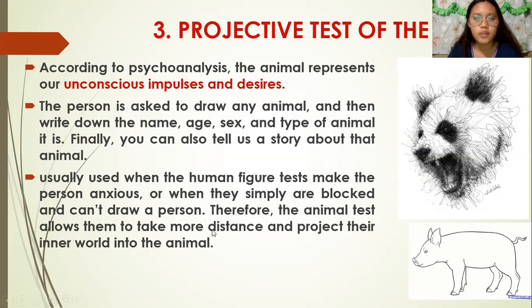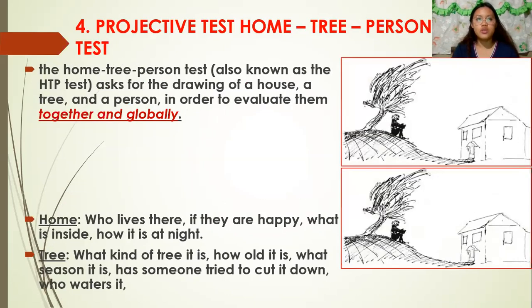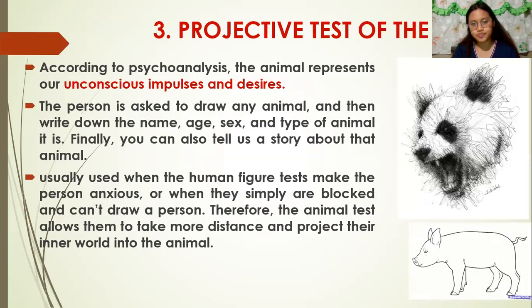It is because when a person is anxious or when they are simply blocked and cannot draw a person. So kapag hindi kayang mag-draw ng person, nung respondent, he or she may be asked to draw an animal na lang instead of a person. Ayan. So now we also have the fourth type of expressive.